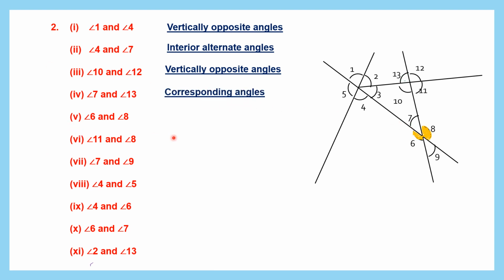Next is angle 6 and angle 8. We have angle 6 here and angle 8 here, and two lines have intersected at a point and these two angles are opposite each other. That means these are vertically opposite angles.